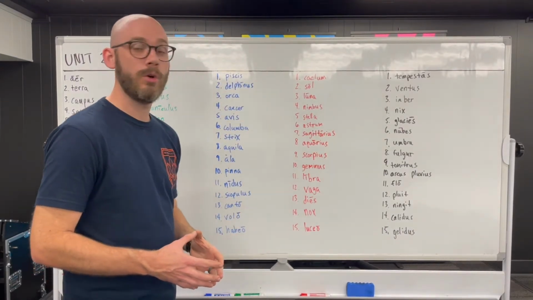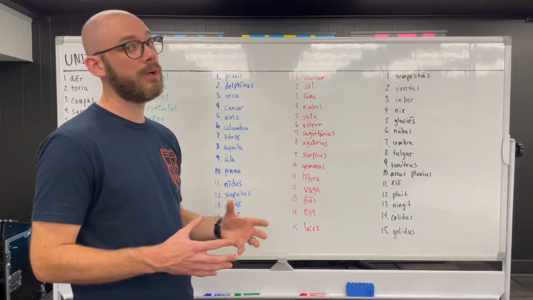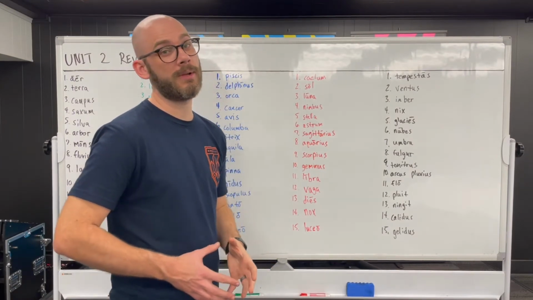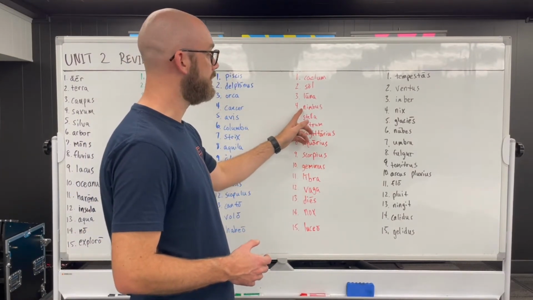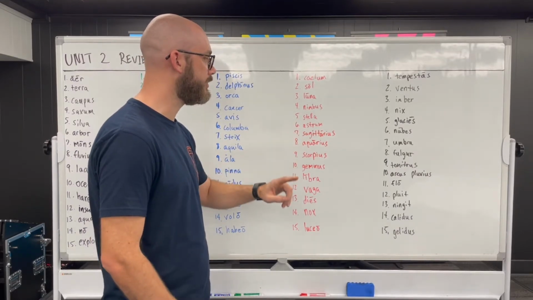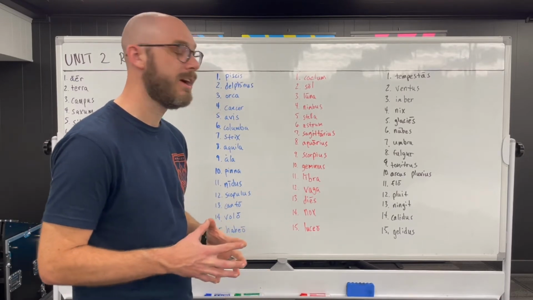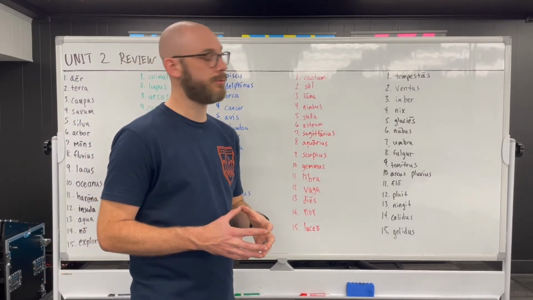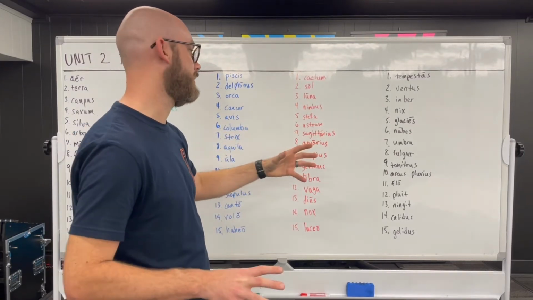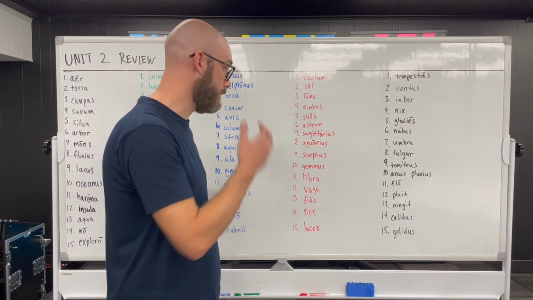Number 3, luna. Luna is the moon. The moon is the luna. Number 4, nimbus. Nimbus is a storm cloud. A storm cloud is a nimbus. Number 5, stella. Stella is a star. A star is a stella. Number 6, astrum. Astrum also can mean star, but normally means constellation. A whole group of stars. A constellation is an astrum.